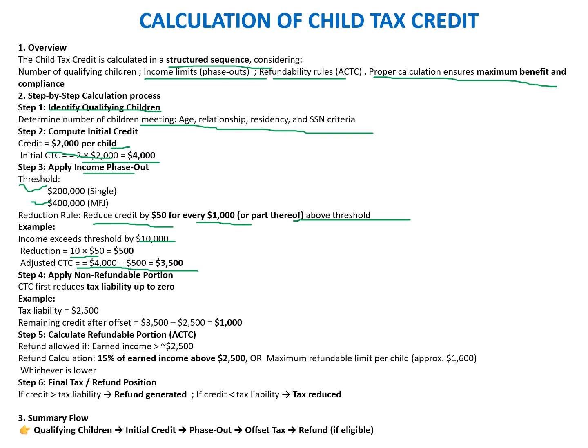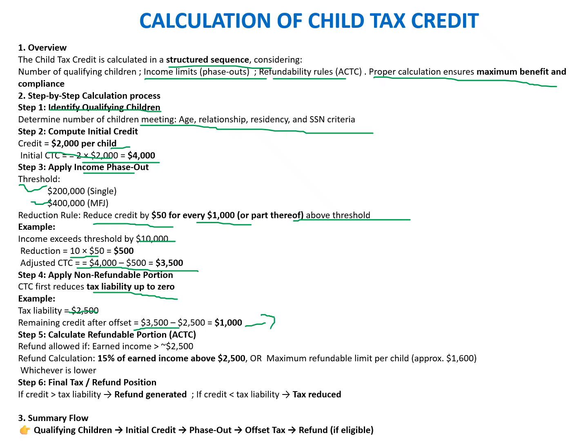Then apply the non-refundable portion. So CTC first reduces the tax liability up to zero. Example, if we have a tax liability of 2500, the remaining credit will offset. So 3500 minus 2500 is 1000. So this 1000 is basically non-refundable.